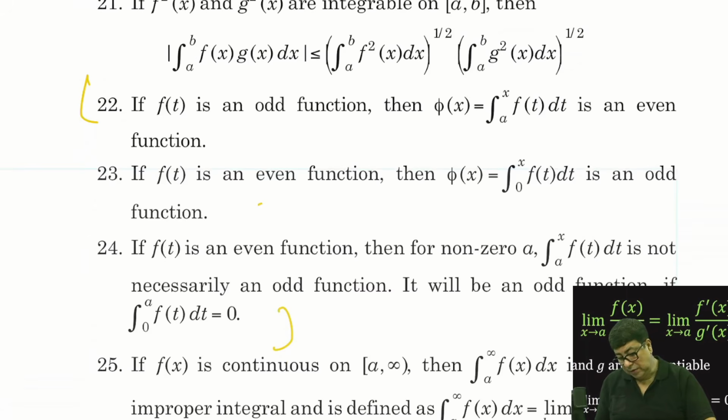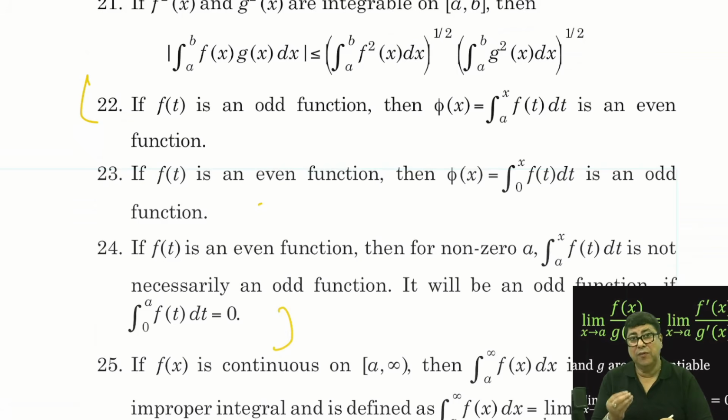And f(x) is an odd function, and phi(x) equals integral a to x f(t) dt is an even function. If a function is odd, its integration is an even function. For example, sin x is an odd function. Sin x integration is minus cos x, minus c is outside. So minus cos x is an even function. So think like this. Okay.